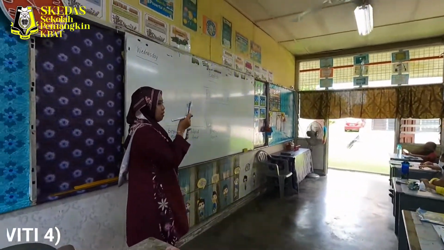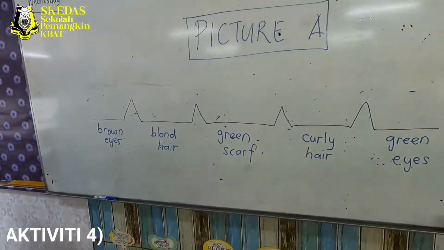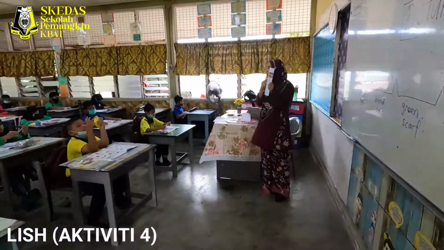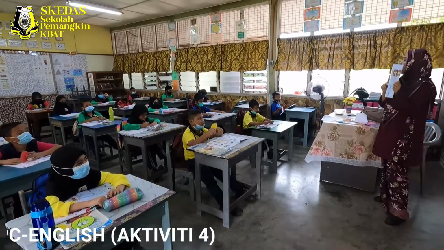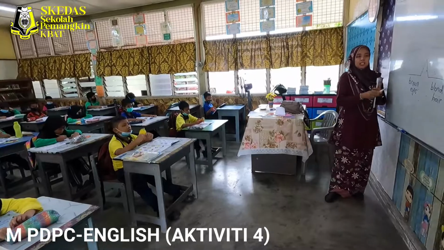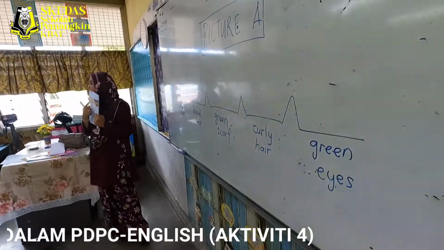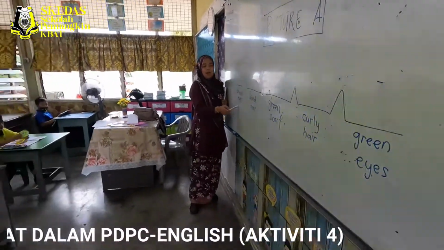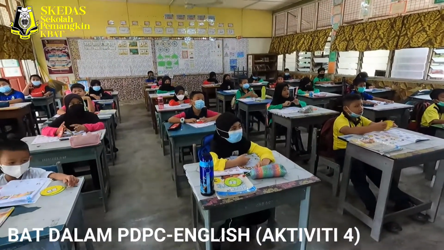Picture A. Okay, so we have Bob, and then we have Janet, and then Pat. Very good. We have Bob, Janet, and Pat. So here, on the bridge map, you can see a few words describing the three kids, the three children. Okay, repeat after me. Brown eyes. Brown eyes.